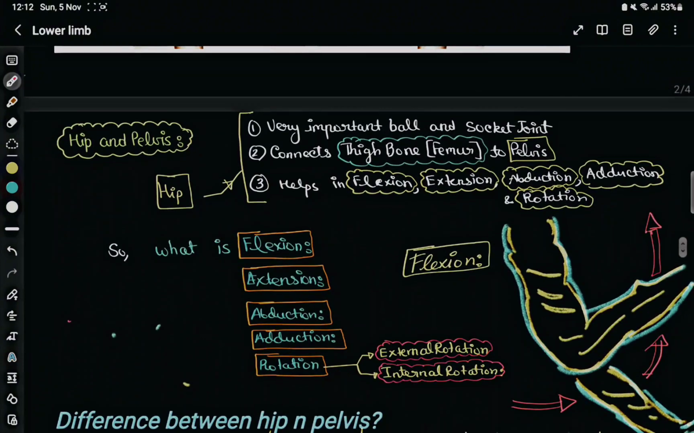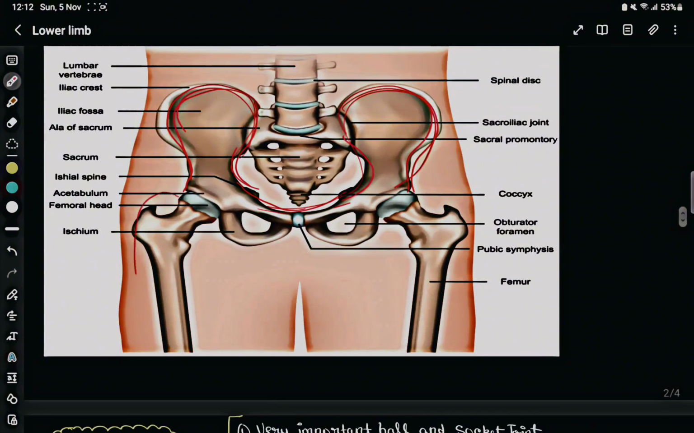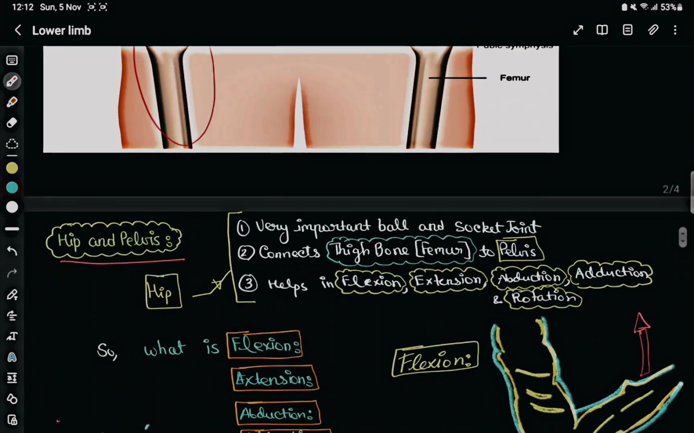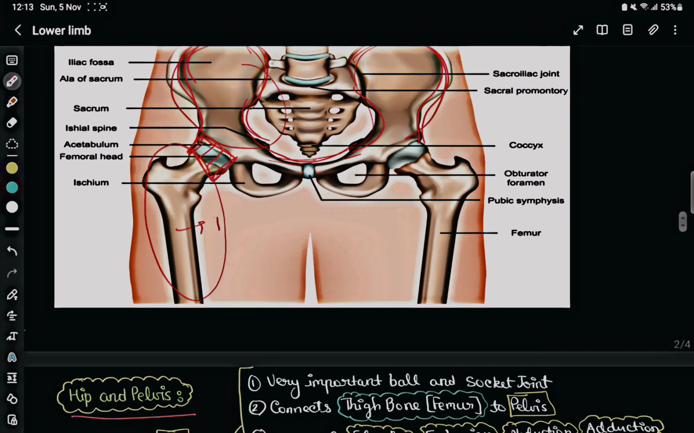Now we come to the hip. It is a very important ball and socket joint. Second, it connects the thigh bone, the femur, to the pelvis. Look again, it connects the thigh bone to the pelvis. So what is it? This is the hip joint, which connects the thigh bone to the pelvis. The thigh bone is also known as the femur.